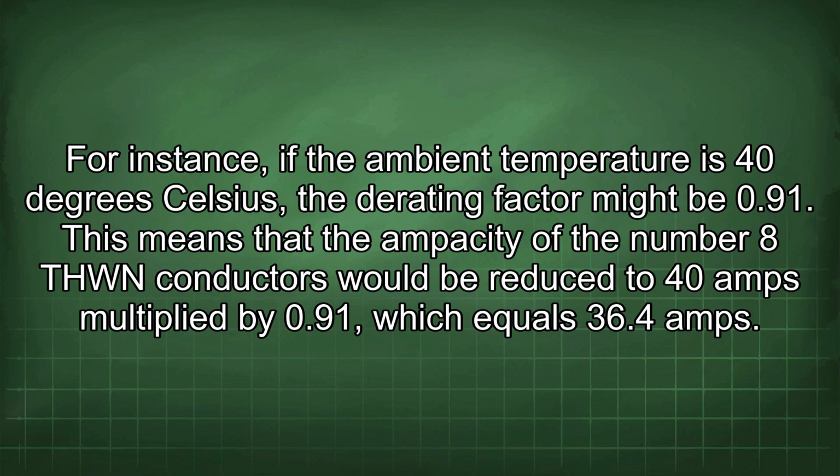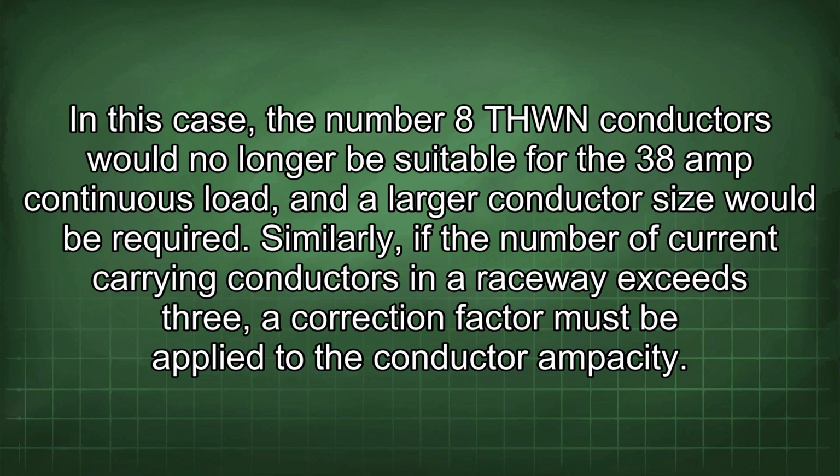This means that the ampacity of the number 8 THWN conductors would be reduced to 40 amps multiplied by 0.91, which equals 36.4 amps. In this case, the number 8 THWN conductors would no longer be suitable for the 38 amp continuous load, and a larger conductor size would be required.